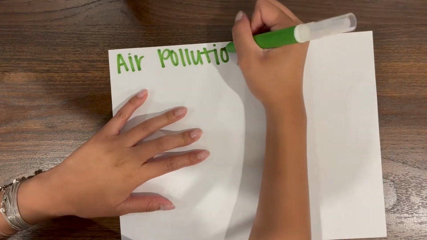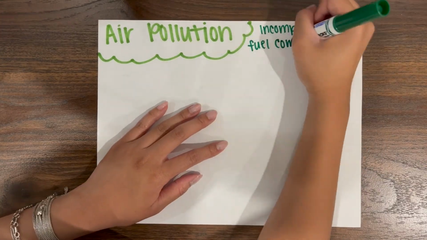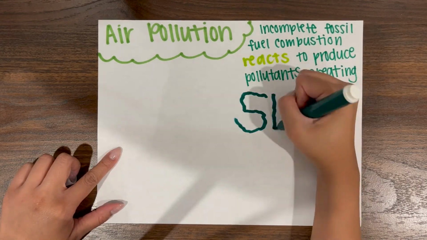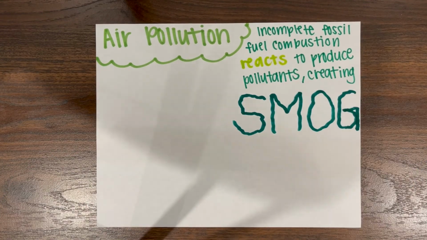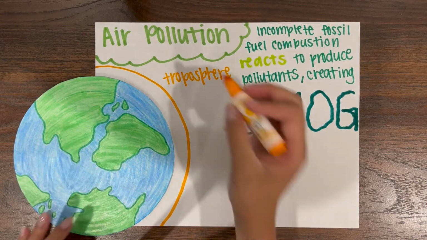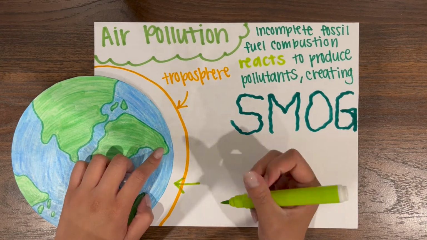Another aspect of our weather is air pollution. Incomplete fossil fuel combustion reacts to produce pollutants in the air, which results in smog. Global warming also accelerates ozone production and promotes air stagnation, leading to increased levels of tropospheric ozone. This is a lung irritant and also damages crops, buildings, and forests.